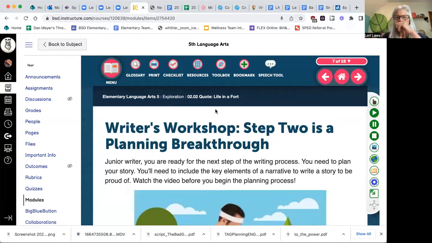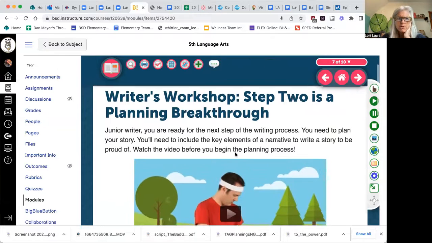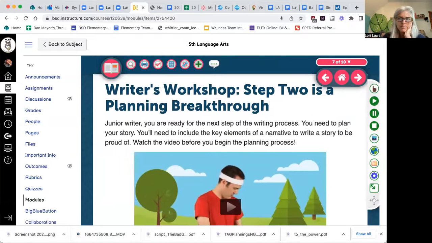Okay. So here we go. I'm going to share my screen and show you where the writing assignment is for today. It's actually within the same language arts unit we did this morning. So it's 2.02 and it's page 7. And you'll see it says Writer's Workshop. Step 2 is a planning breakthrough.